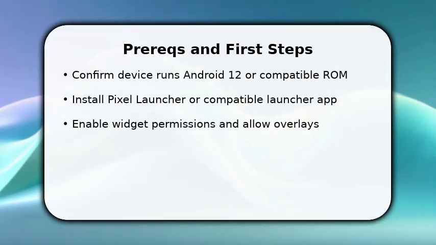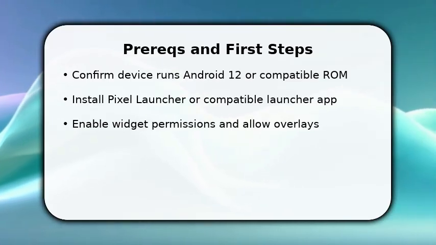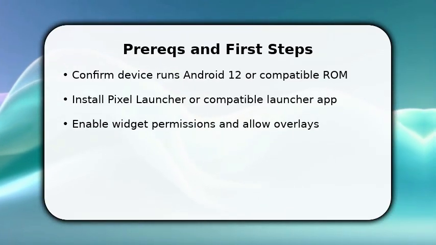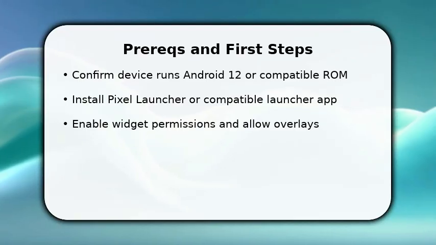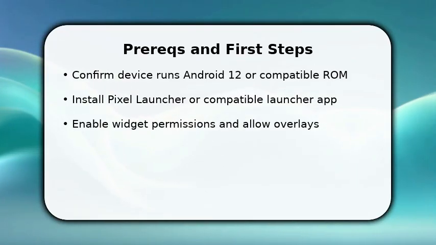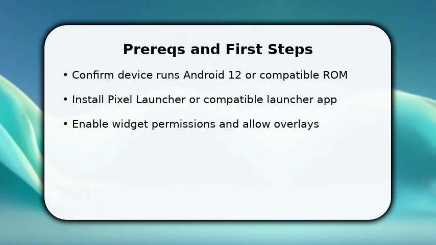You start by confirming your phone is on Android 12 or a ROM that supports the new clock widget. This is crucial because the widget uses system APIs. Next, install Pixel Launcher or a launcher that supports Android 12 widgets, then make sure widget and overlay permissions are granted. Once done, long press the home screen to enter edit mode, tap widgets, and scroll to the clock group.